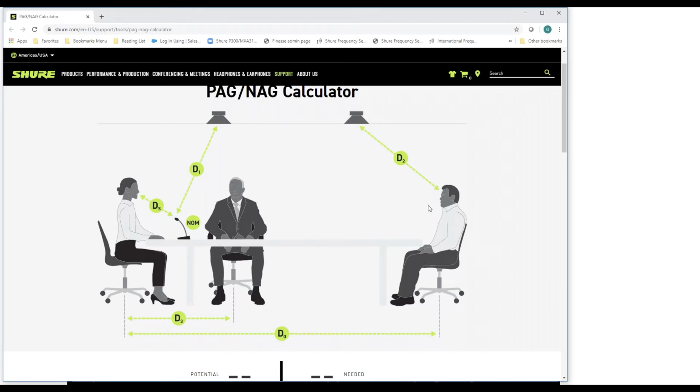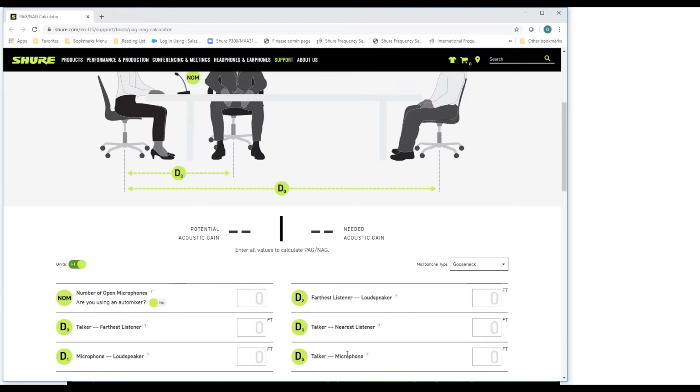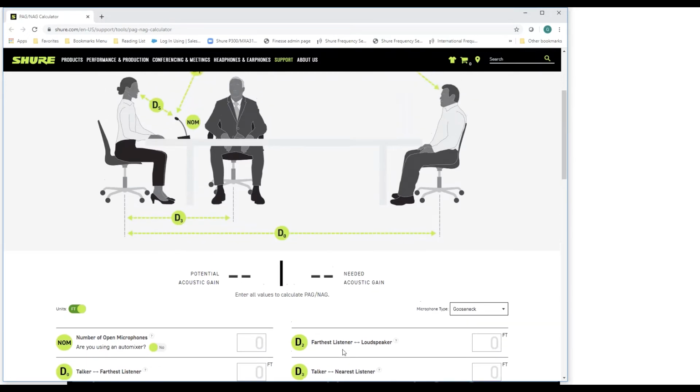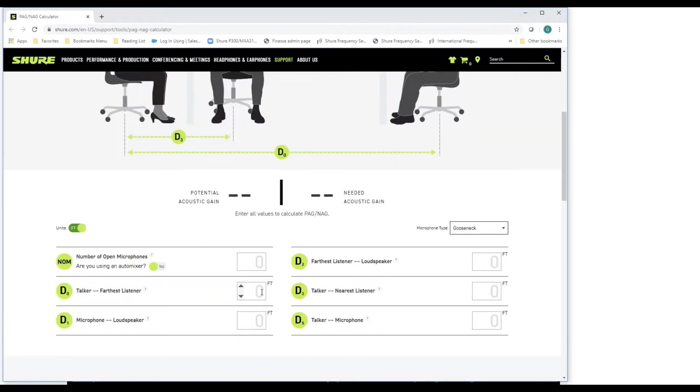Now, you don't have to remember all of this stuff because it's in a tool here on our website, but what you do need to know is what all those distances are so you can plug those in. One other factor that's not a distance but is important is the number of open microphones, because every time you double the number of open microphones in your sound system, you are 6 dB closer to the threshold where you're going to get feedback. So the more microphones that you're going to have turned on and active at the same time, the more likely you are to get feedback.